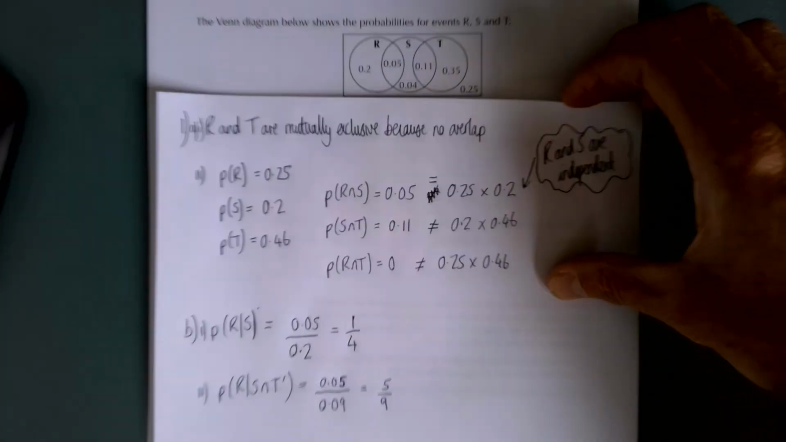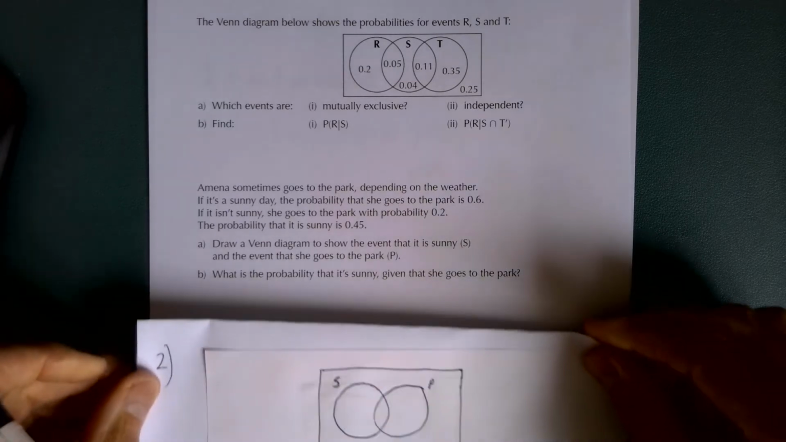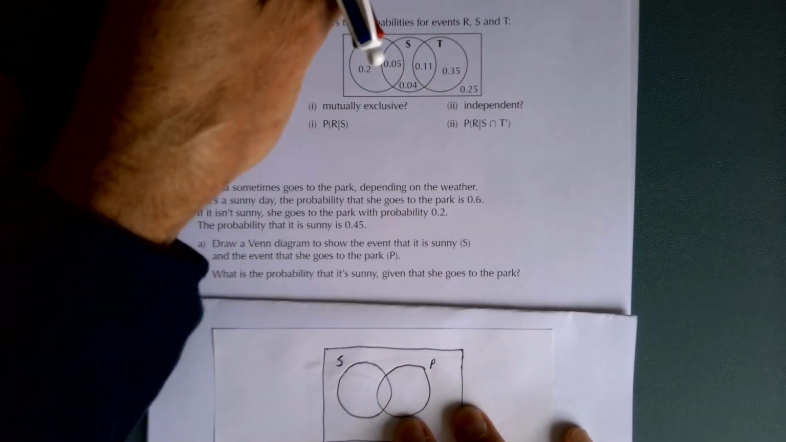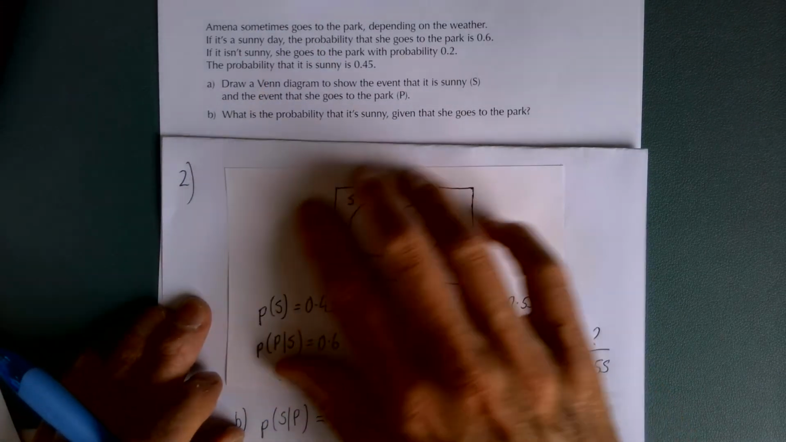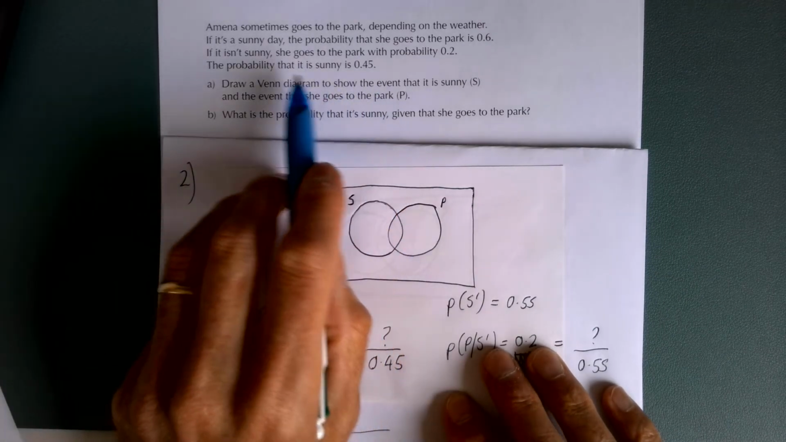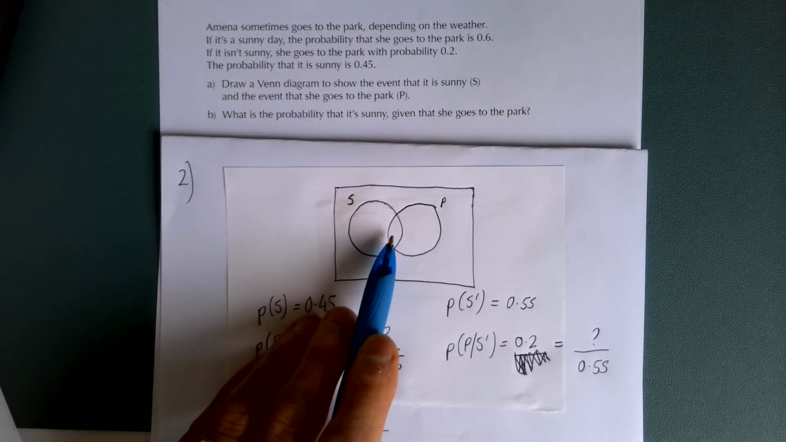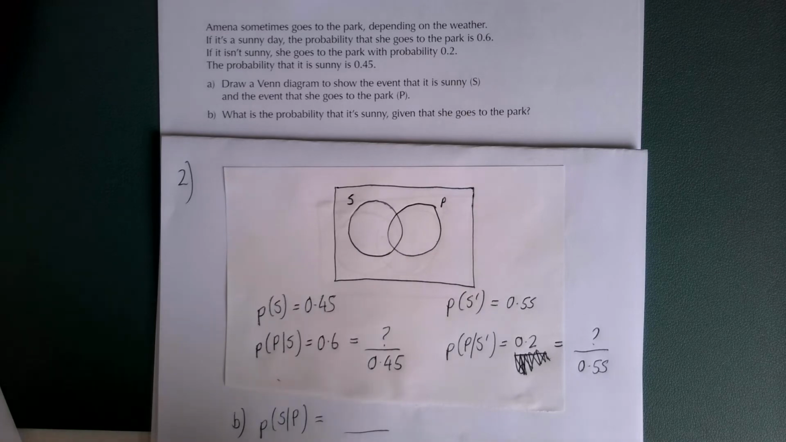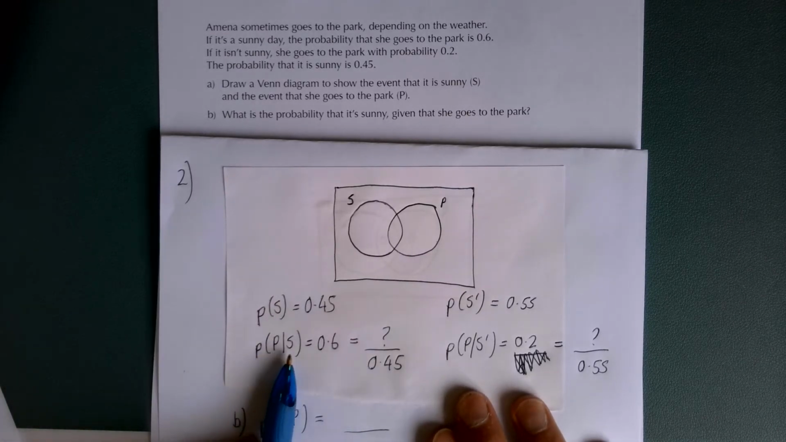Okay, so the second question, this is a little bit more subtle. And I have to say, I got it wrong first time. And you'll be able to see that from my rather low-tech covering here. The mistake I made is that if it's a sunny day, the probability to go to the park is 0.6. I put 0.6 on the overlap. It's not. 0.6 is the probability that she goes to the park given that it's a sunny day.